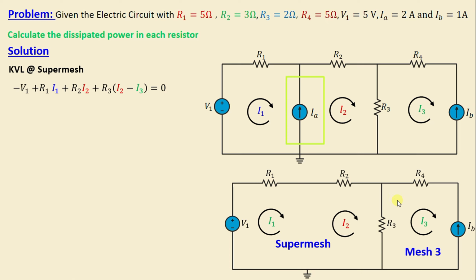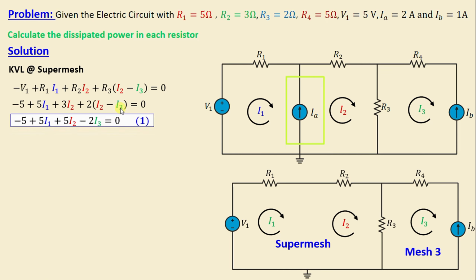By replacing the voltage and the resistors with their numerical values, we obtain negative 5 plus 5 I1 plus 3 I2 plus 2 (I2 minus I3) is equal to 0. If we continue simplifying this equation, we obtain negative 5 plus 5 I1 plus 5 I2 minus 2 I3 is equal to 0. And I will call this equation number 1.